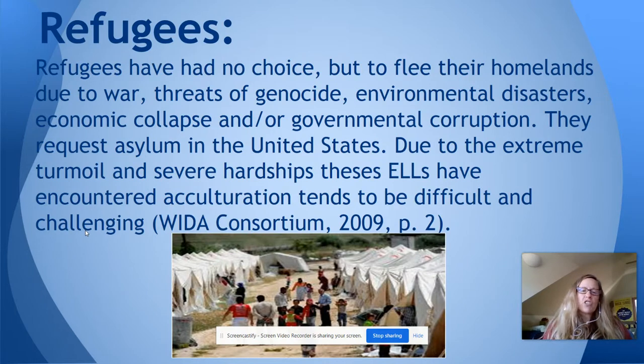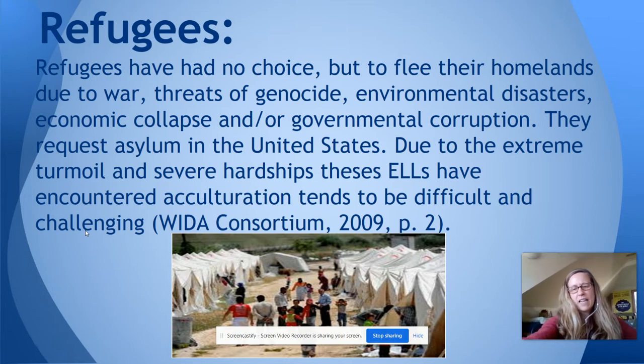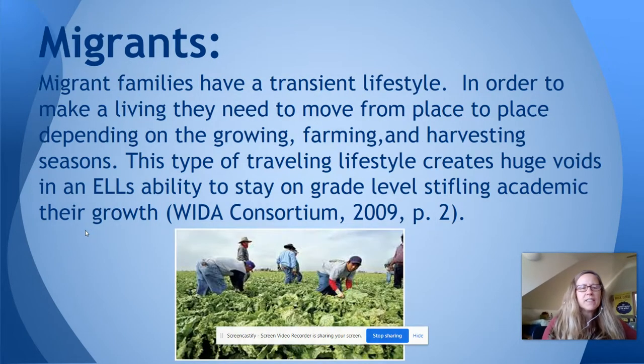Your second group is refugees, and refugees are those who didn't have any choice and had to flee their homelands due to war, threats of genocide, environmental disasters, economic collapse. Usually, the conditions that refugees are in are rather dire and extreme. They've traveled great distances. They've endured a lot of hardships, and because of that, acculturation into the new culture can be difficult. They're experiencing a lot of trauma and upheaval.